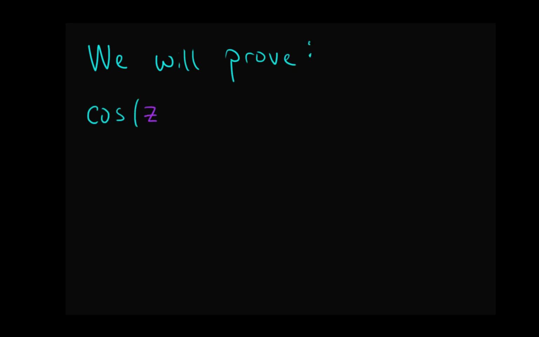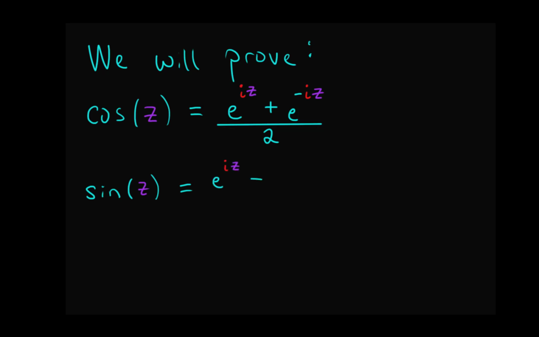We're going to prove that cosine of z, where z is a complex number, is equivalent to taking e to the iz plus e to the negative iz over 2. We're also going to prove that the sine of z, where z is a complex number, is equal to e to the I times z minus e to the negative I times z all over 2 times I.